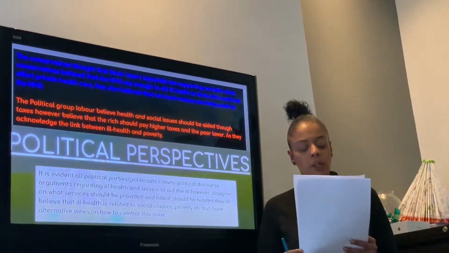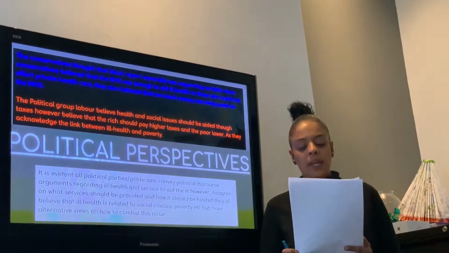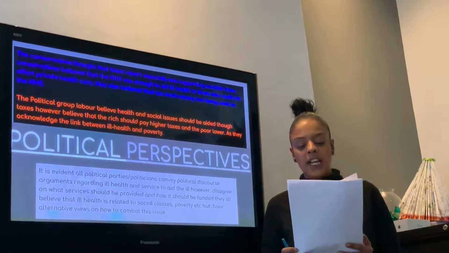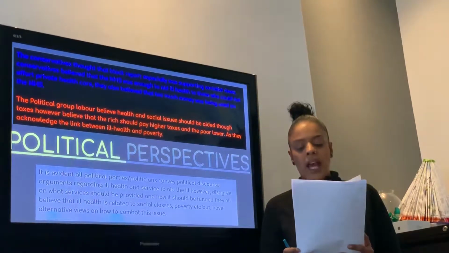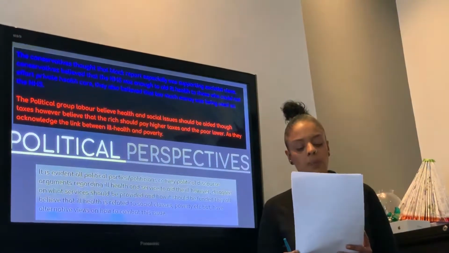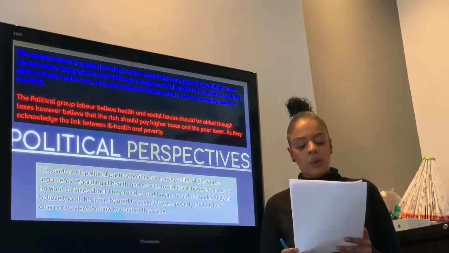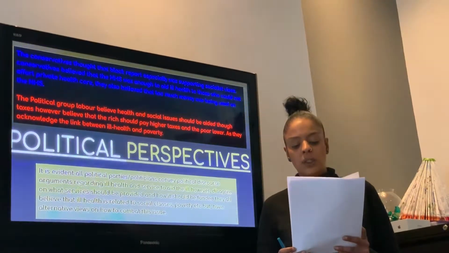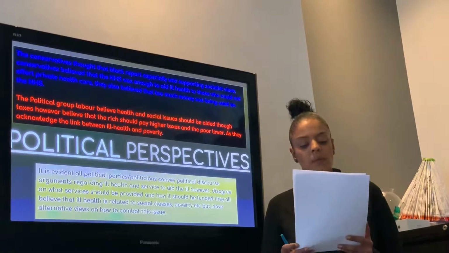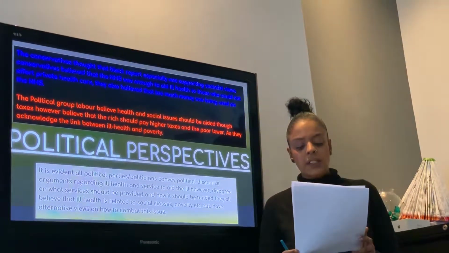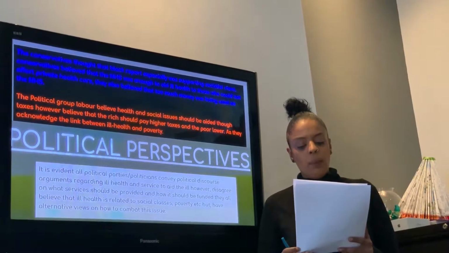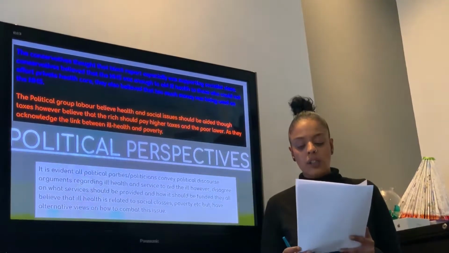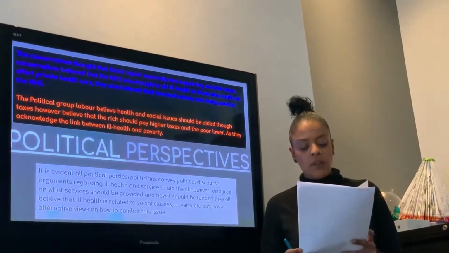The political group Labour believed health and social issues should be aided through taxes, however, believed that the richer pay higher taxes and the poor lower, as they acknowledged the link between ill health and poverty. It is evident all politicians convey political discourse arguments regarding ill health and services to aid the ill, however disagree on what services should be provided and how they should be funded. They all believe that ill health is related to social class and poverty, but have alternative views on how to combat this issue.